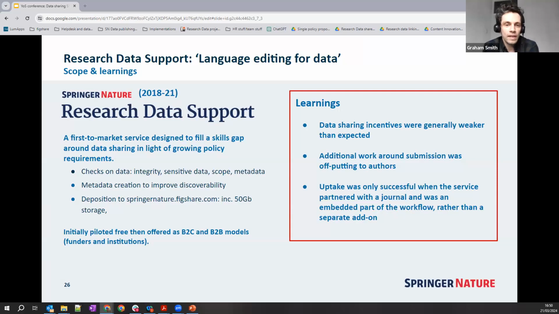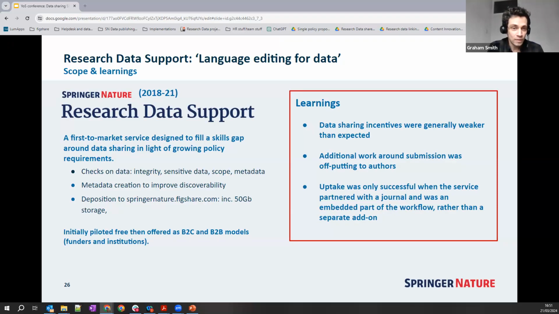Likewise, there's been some shifts in our approach to data curation at Springer Nature. So from 2018 to 2021, we had a very bespoke, very highly specialized service called Research Data Support. The idea of this was that it was meant to be language editing for data. So to sit entirely separate to the editorial process, and we would do things like provide checks on data, provide metadata creation and deposition to a repository.